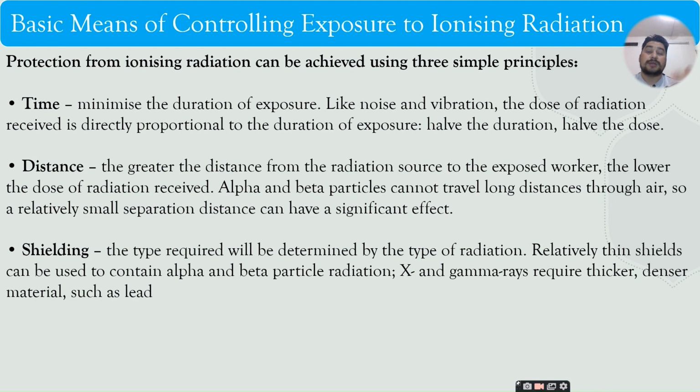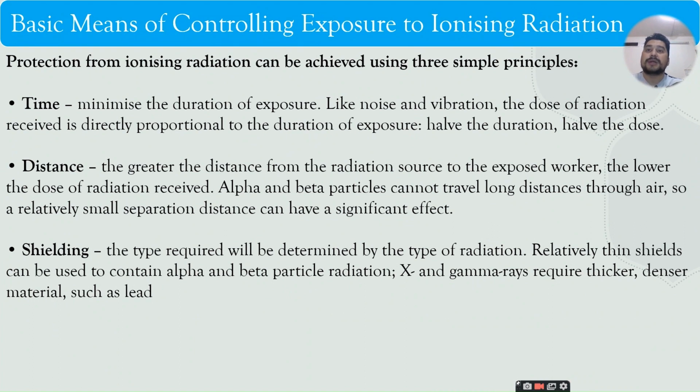Second, distance. The greater the distance between the radiation source and the exposed worker, the lower the dose of radiation received. Whenever the distance from the ionizing radiation increases, its effects start to go down and it will not cause as heavy a risk. Alpha and beta particles cannot travel long distances through air. So whenever the distance increases for alpha and beta particles, their effects go down. So you need to increase the distance between the people and the ionizing radiation. A relatively small separation distance can have a significant effect.